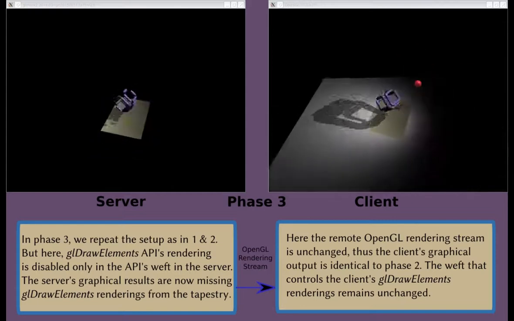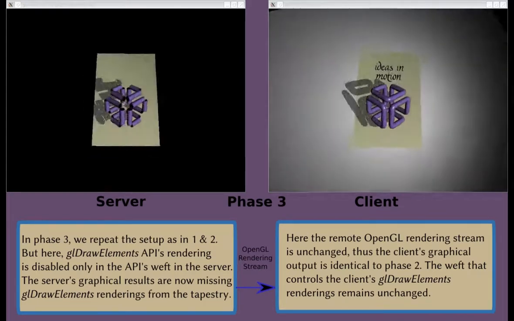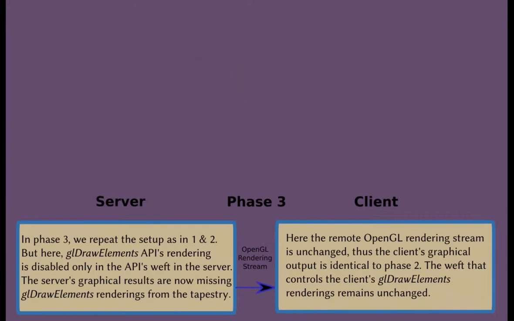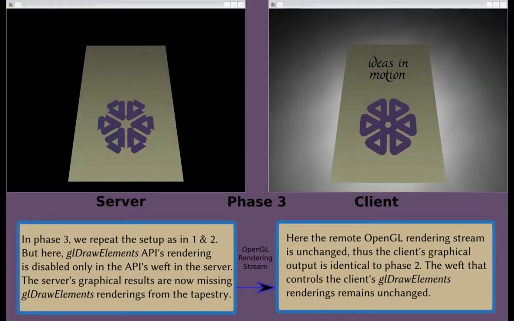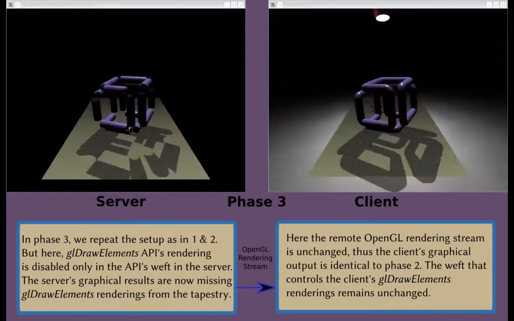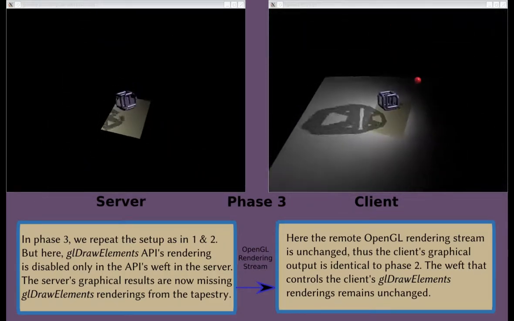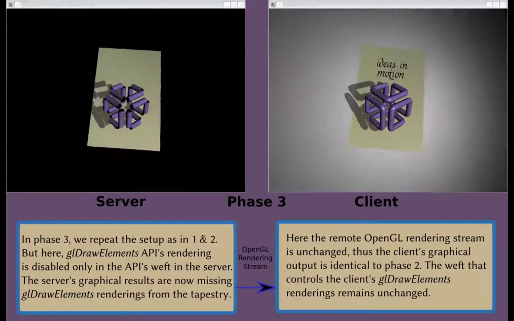On the client side, the remote OpenGL rendering stream is unchanged. Thus, the client's graphical output is identical to Phase 2. The weft that controls the client's GL Draw Elements renderings remains unchanged.